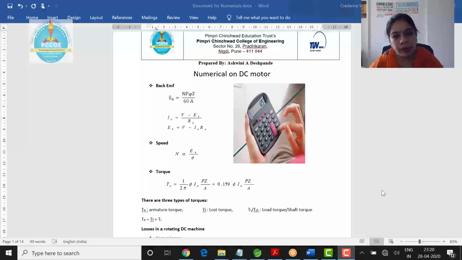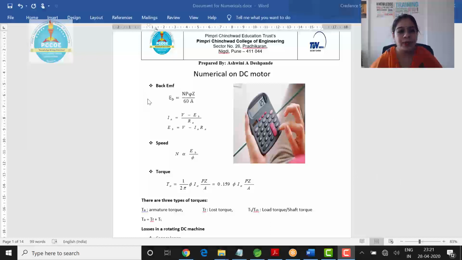Number one, normal speed and torque numericals. Then you will have to solve the numericals on the speed control, and the third type is the numericals on the efficiency. We will overlook the formulae and see what things we have to keep in mind while solving the numerical for series motor and for shunt motor. We don't have the numericals on the compound motors.